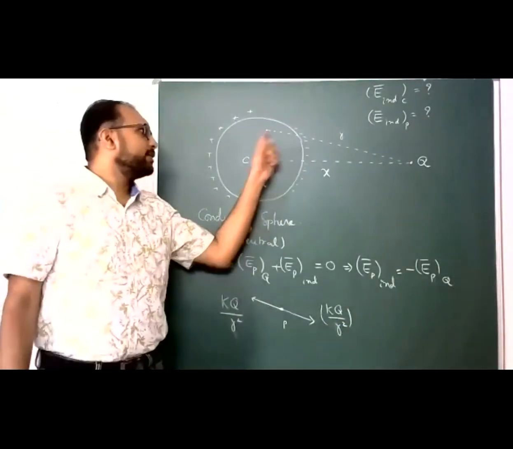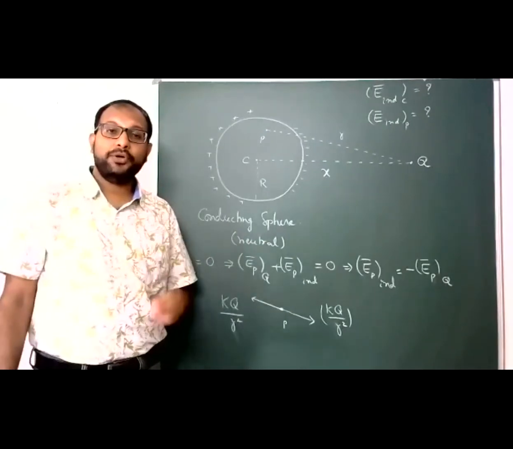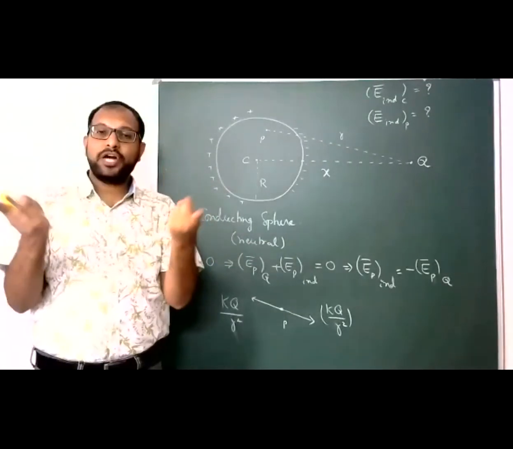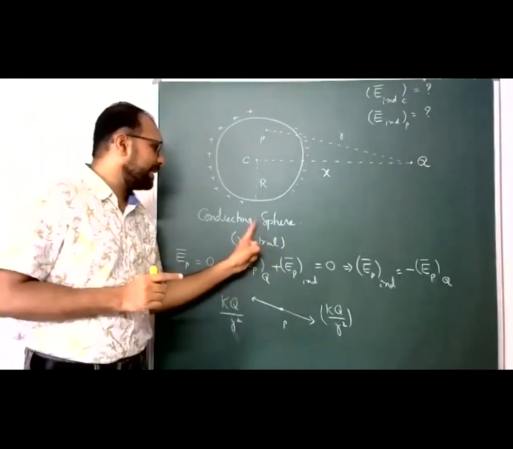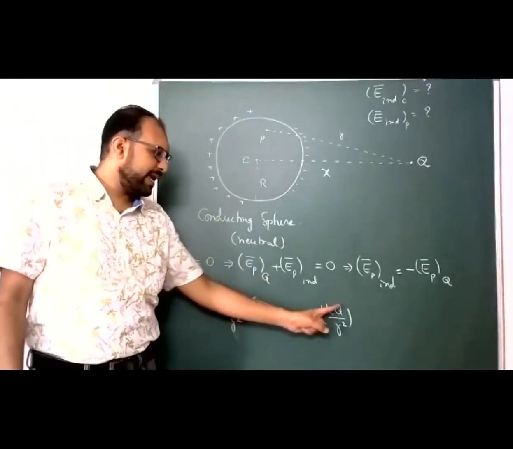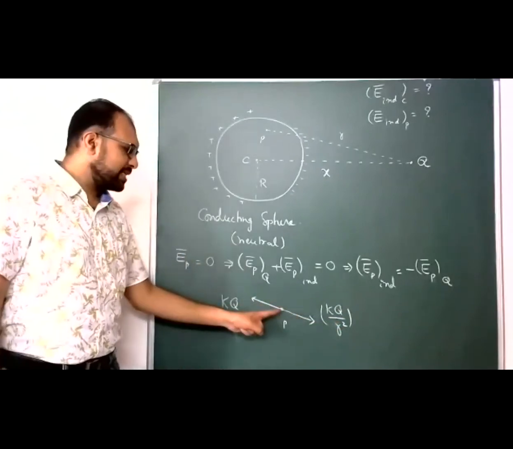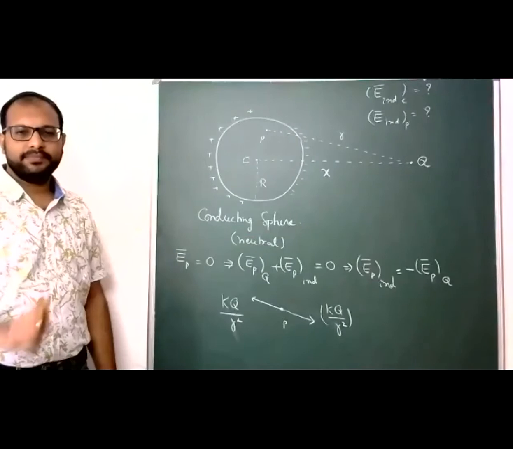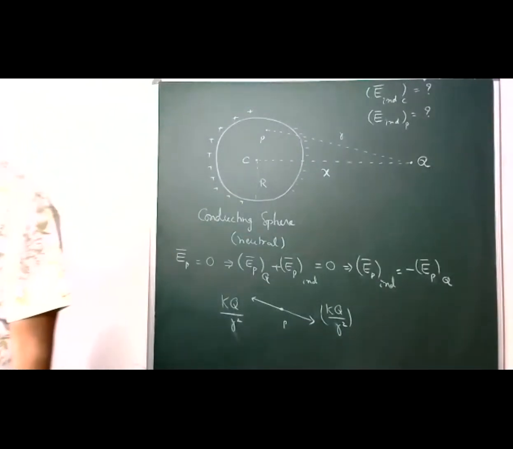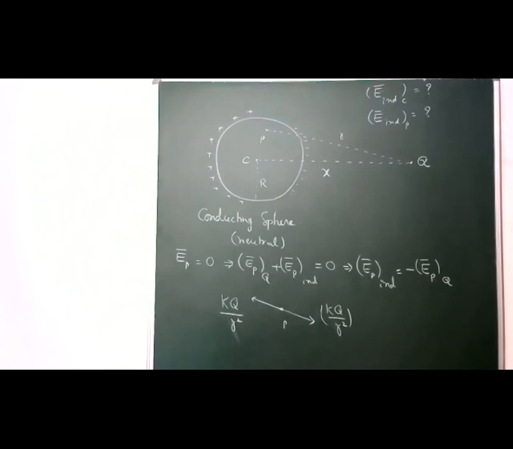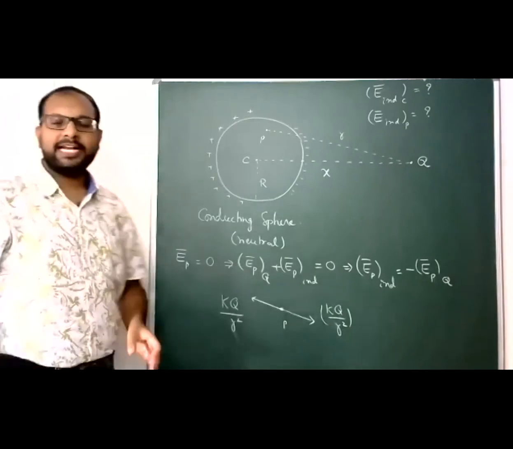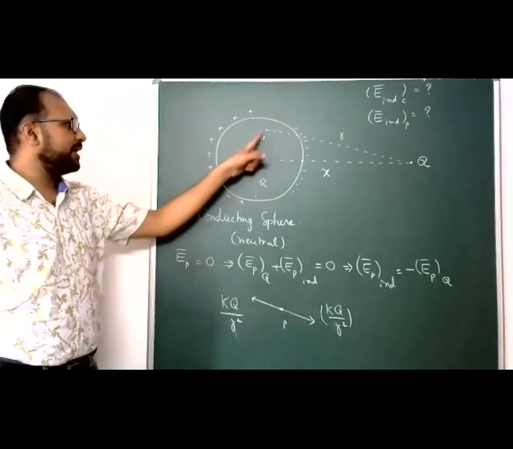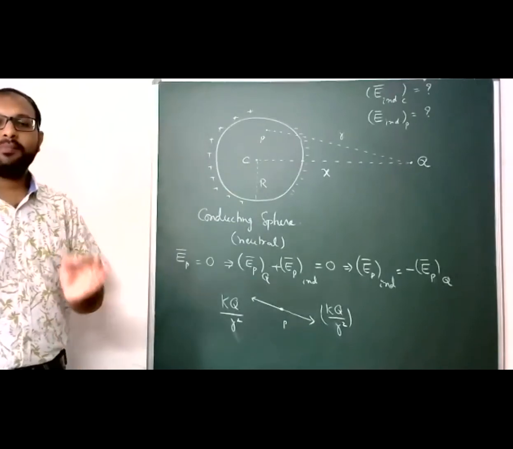So students, now at point P, the electric field due to only induced charges present on the surface of this conducting sphere is how much? KQ by r square. Direction is opposite to this electric field. Take that also. Now electric fields are completed, both at the center and at another point. Now I am concentrating on potential.